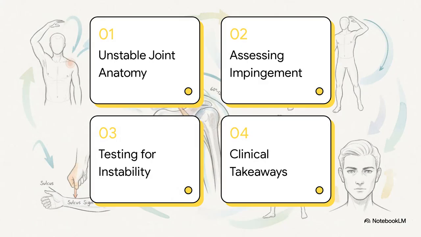All right, so here's how we're going to break this down. First, we'll tackle the anatomy that makes this joint so unstable to begin with. Then we'll get into the specifics of assessing for impingement, followed by how to test for gross instability. And we'll wrap it all up with the key clinical takeaways you'll want to remember.